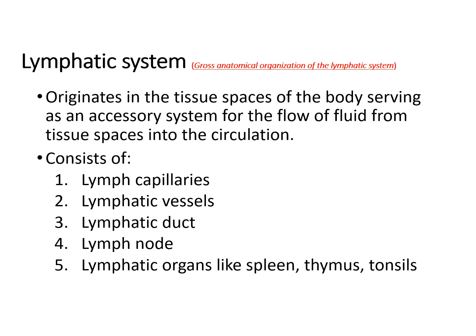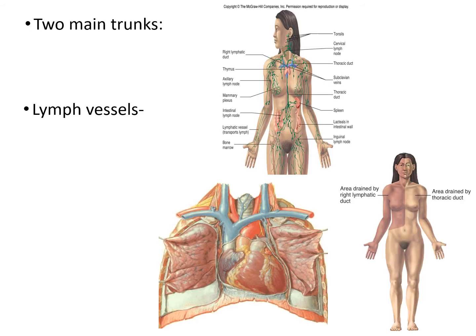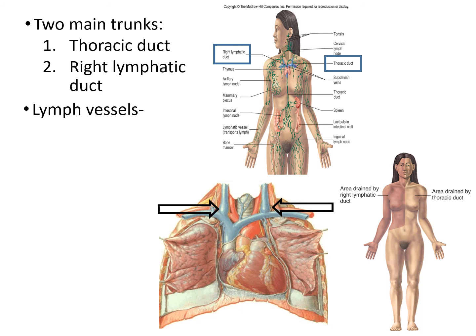The lymphatic system is composed of your lymph capillaries, lymphatic vessels, lymphatic ducts, lymph nodes, and the lymphatic organs like what? The spleen, the thymus, and the tonsil. For the lymphatic system, these are the two main trunks: the thoracic duct and the right lymphatic duct.